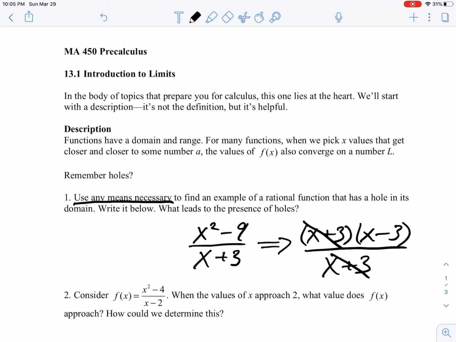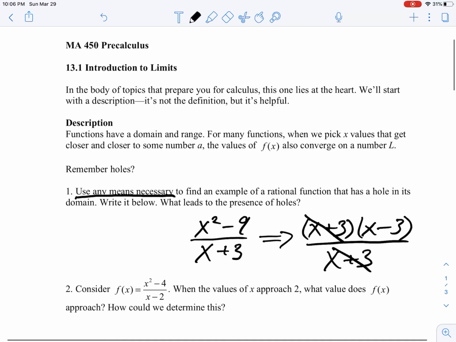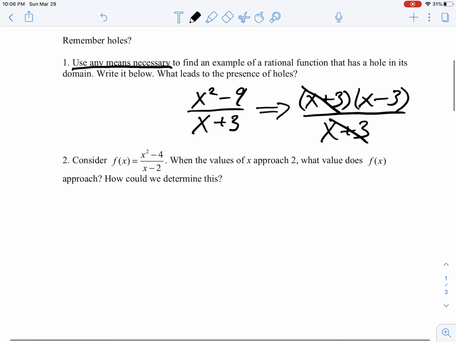So the hole originates when we cancel the domain restriction in the denominator. Of course, remember the domain restriction doesn't go away. We still can't use -3 in this function, but that's why there is a hole rather than, what would be the other thing called? Yeah, it's an asymptote. This one doesn't have one. This one just has a hole.